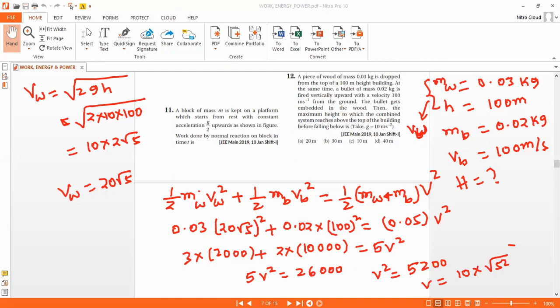Under root 52 is 7.211. So since v square equal to 2gH, H is equal to v square, that is 5200, by 2 into 10.